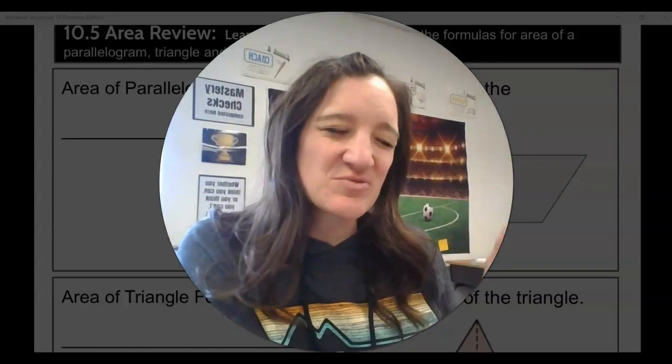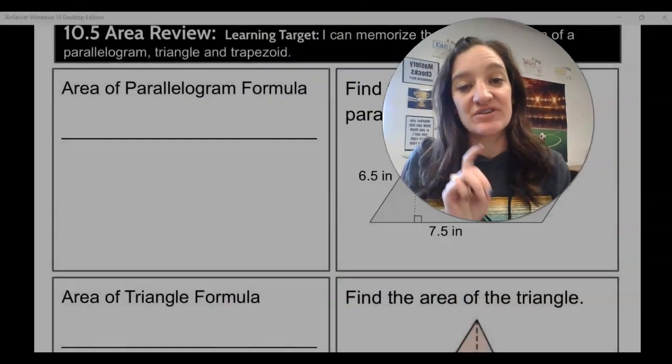So if we want to find the area of a parallelogram, instead of having to go and Google and research what is the area of a parallelogram, if we just have that memorized in our head, life will be so much easier. So let's go through those 3 formulas, those 3 recipes that we have learned so far.